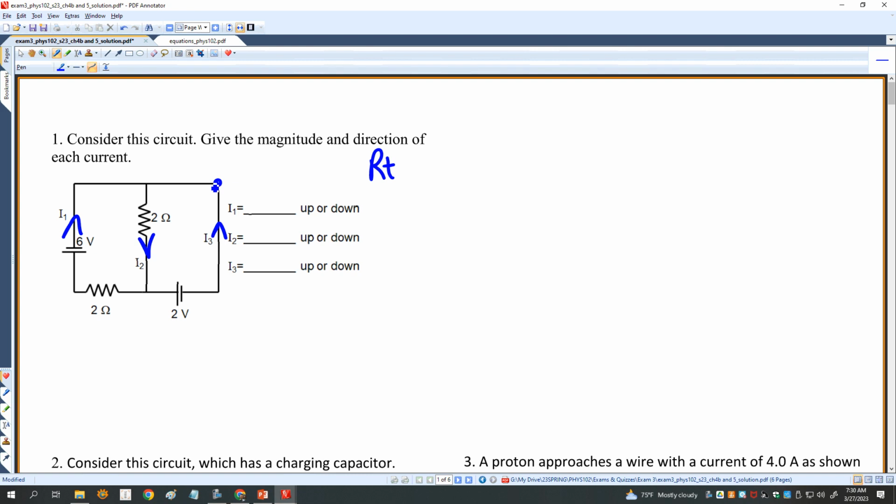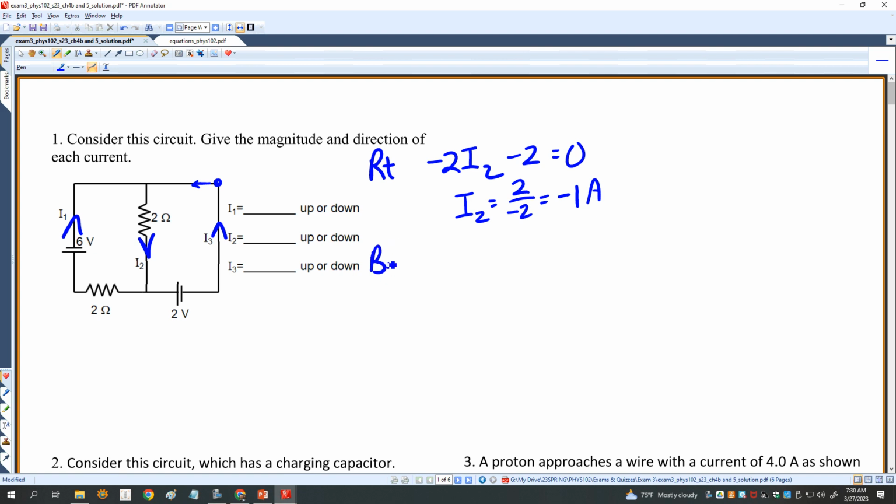Let's start right here, and I'll go in this direction. So I have minus 2I2 minus 2 is equal to 0, and I can solve this for I2 is equal to 2 divided by negative 2, which is negative 1 amp.